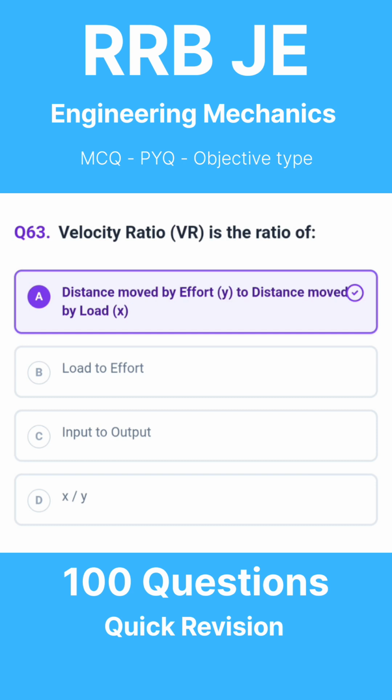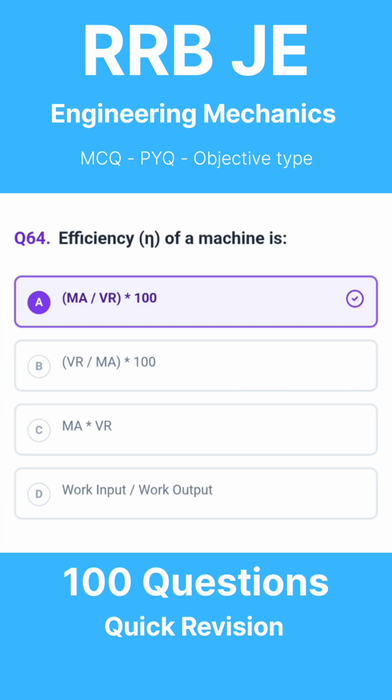Question 63. Velocity ratio VR is the ratio of. The correct answer is distance moved by effort Y to distance moved by load X. Question 64. Efficiency eta of a machine is. The correct answer is MA divided by VR times 100.